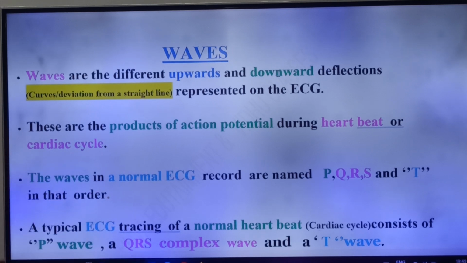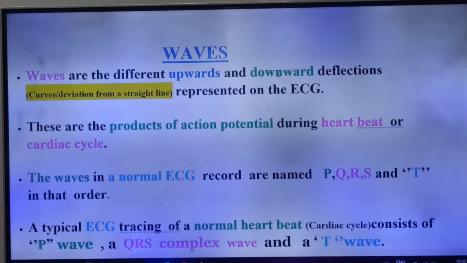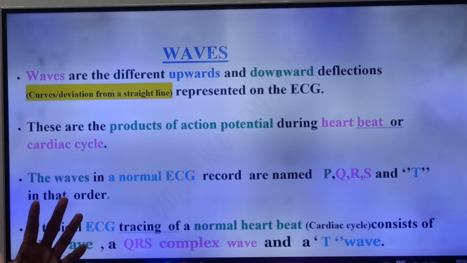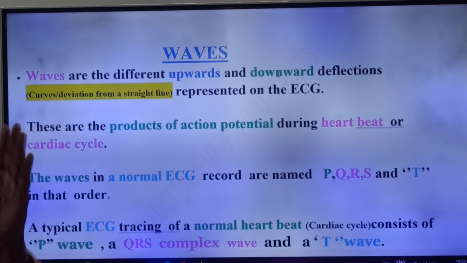See friends, the waves in a normal ECG record are named. What are the waves present in a normal ECG? P, Q, R, S and T. P wave, Q wave, R wave, S wave and T wave. Total 5 waves, friends. These are the waves which are recorded in the ECG.